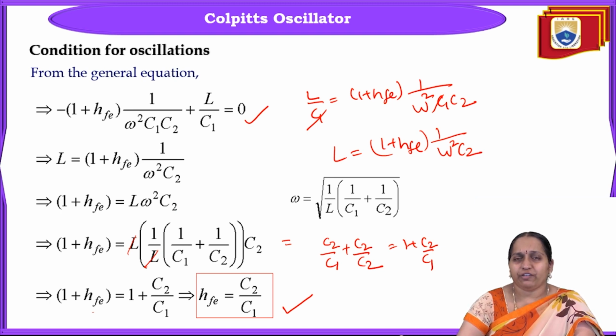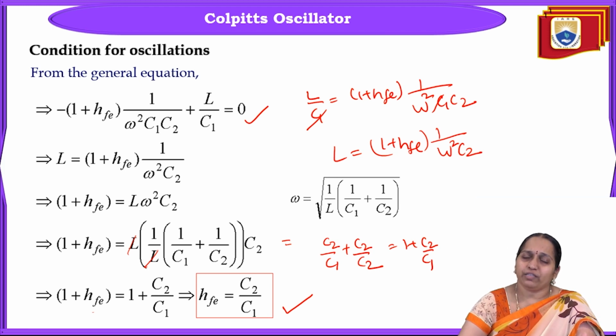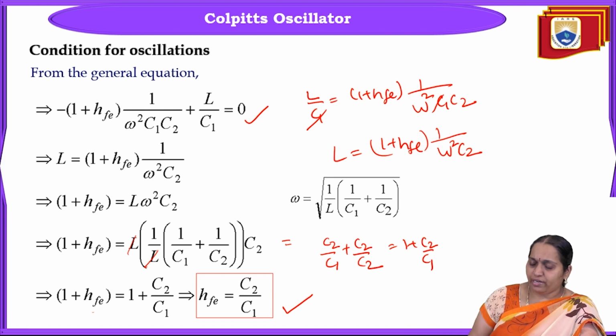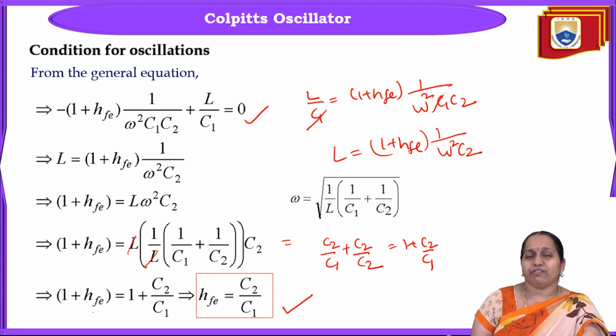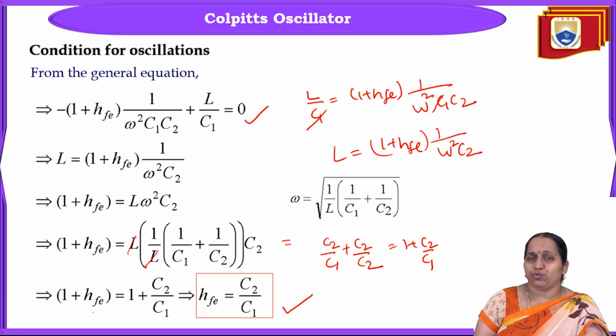After writing the general equation and substituting the values, to find the frequency of oscillations we equated the imaginary part to 0. From that, we get the frequency of oscillations. Finally we also saw the condition for oscillations for both the Hartley oscillator and the Colpitt's oscillator. The frequency of oscillations for the Hartley oscillator is given by 1 by 2 pi root over L equivalent into C, where L equivalent equals L1 plus L2. For the Colpitt's oscillator, the frequency of oscillations is given by 1 by 2 pi root over L into C equivalent, where C equivalent equals C1 C2 by C1 plus C2.